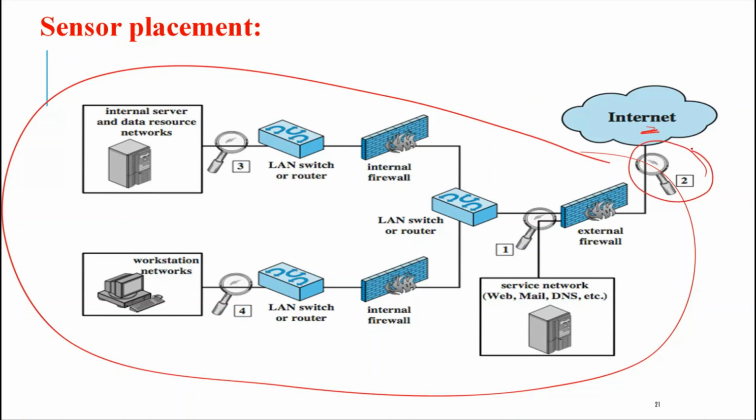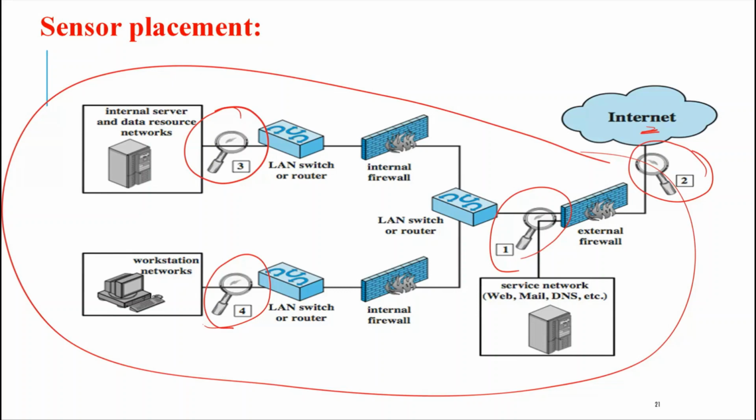The second sensor is placed after the external firewall. Then the next one is inside, after the LAN switch. This is one more sensor, and this is one more sensor. It's not a big deal in a network. Where we place the sensor is the sensor placement. You can have any type of sensor, inline or passive, depending upon the administrators. This is the sensor placement concept.